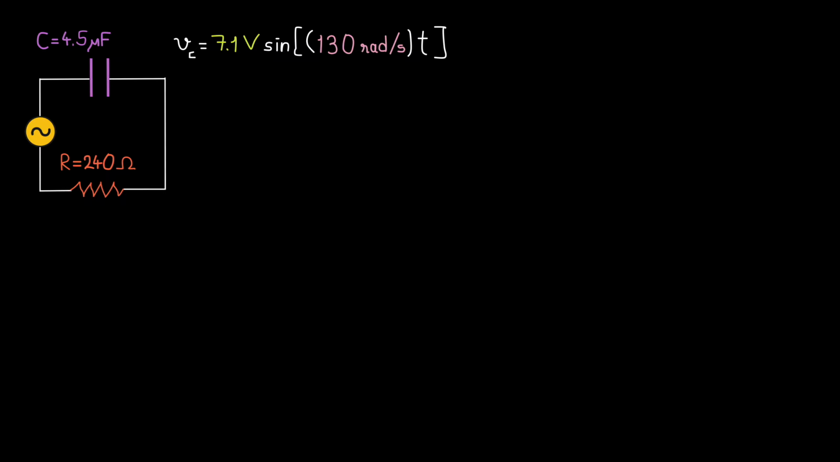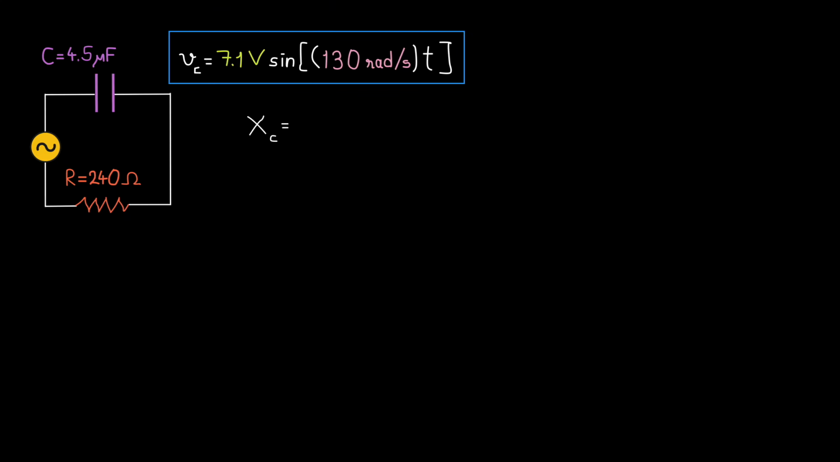A capacitor and a resistor are connected in series together with an AC source. The voltage across the capacitor is given by the sinusoidal function. The first question is, what is the capacitive reactance of the capacitor?